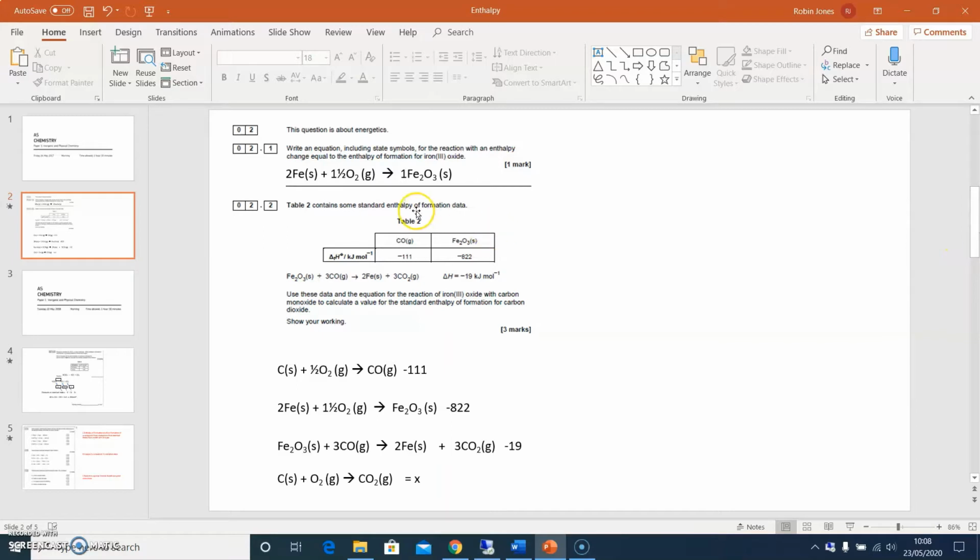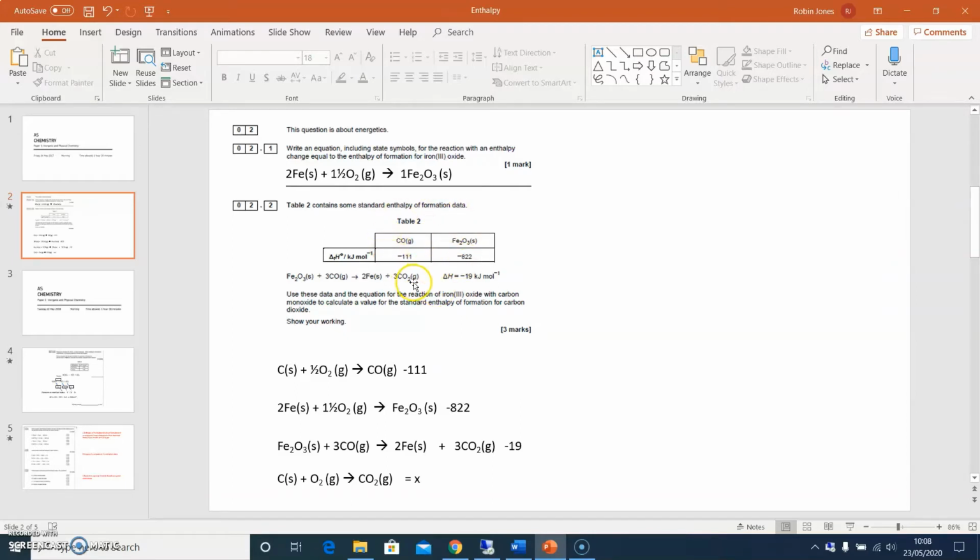Next one. Table 2 contains some standard enthalpy of formation data. This looks a bit trickier, harder than the one we've done before, but it's doable. Use this data and equation for the reaction of iron 3 oxide with carbon monoxide to calculate a value of standard enthalpy of formation of carbon dioxide.